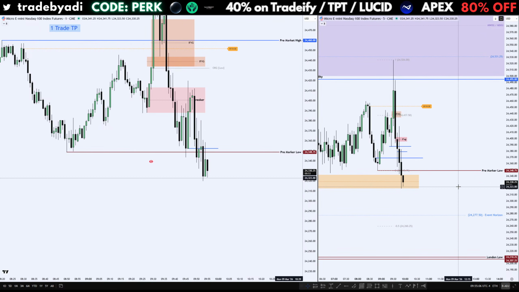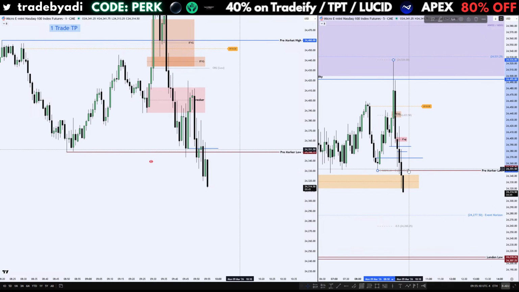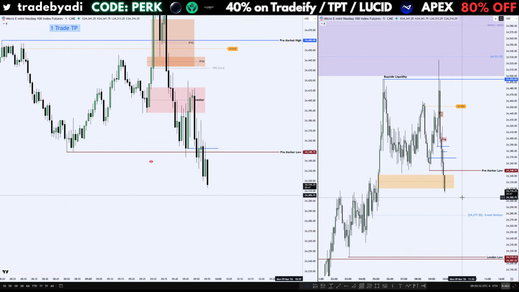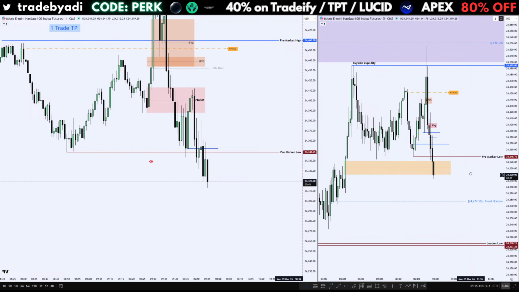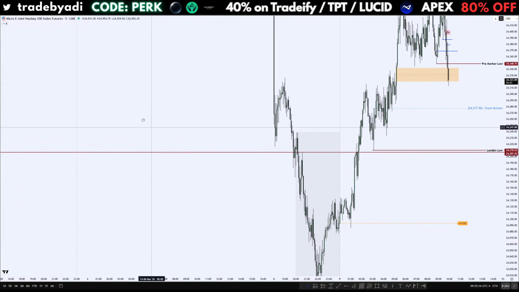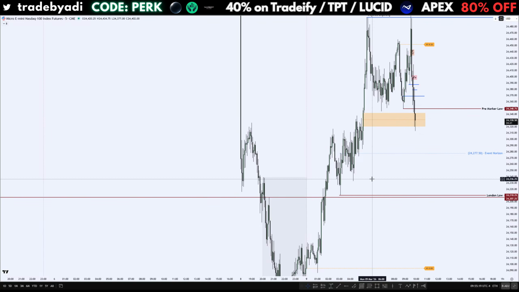And also on a 5 minute, if you see, we have a good closing with the body, right? And also we are flipping this gap. So what is the nearest draw on liquidity? This London low is the nearest draw on liquidity for us.